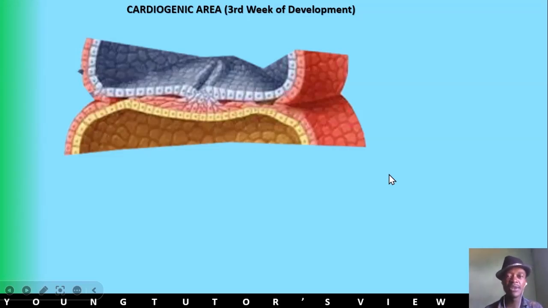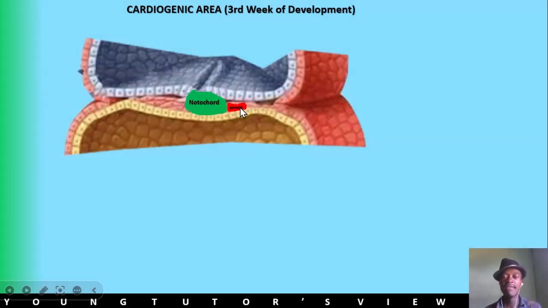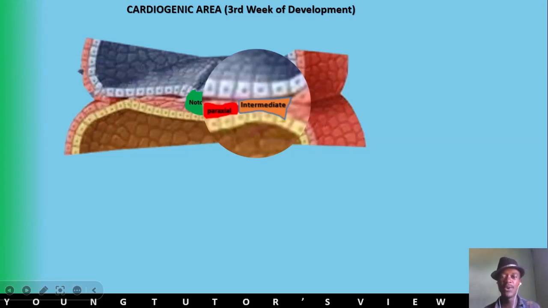So the mesoderm is separated by the notochord, and on the left side and on the right side we have the same thing. So I'm going to show you the parts of the mesoderm on the left side. What we have is the paraxial mesoderm just proximal to the notochord. Here we have the paraxial mesoderm, and the following one here is the intermediate mesoderm, that is following the paraxial mesoderm on the left side.